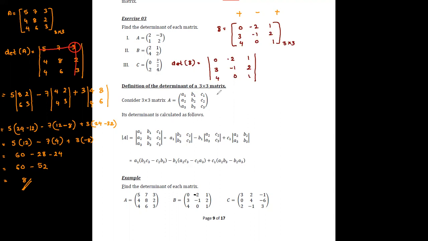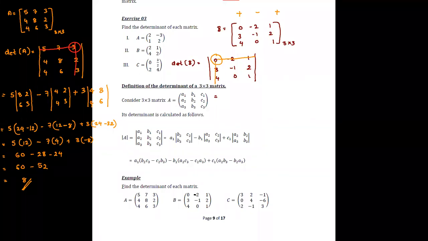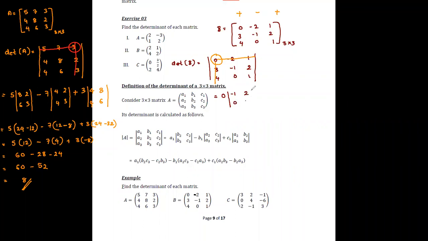Then using the same concept, first we have to select the element in the first row, first column. We have 0 here. Then cut down the row and column associated with that. And once you write down the values, it is 0 times -1, 2, 0 and 1.